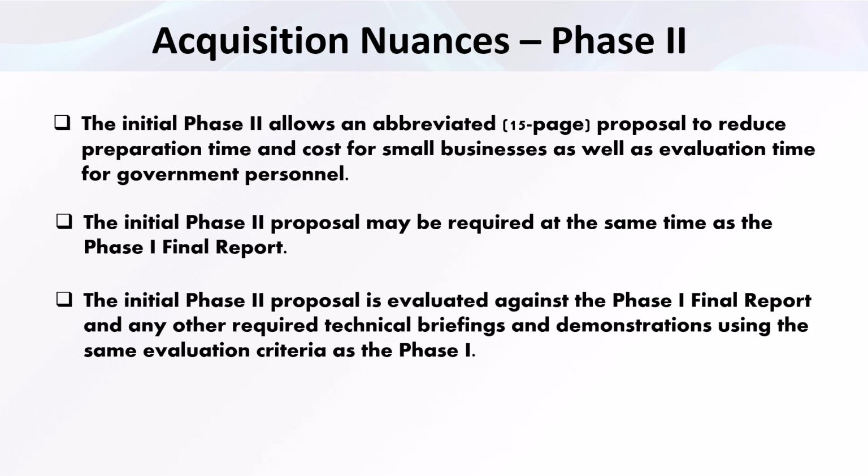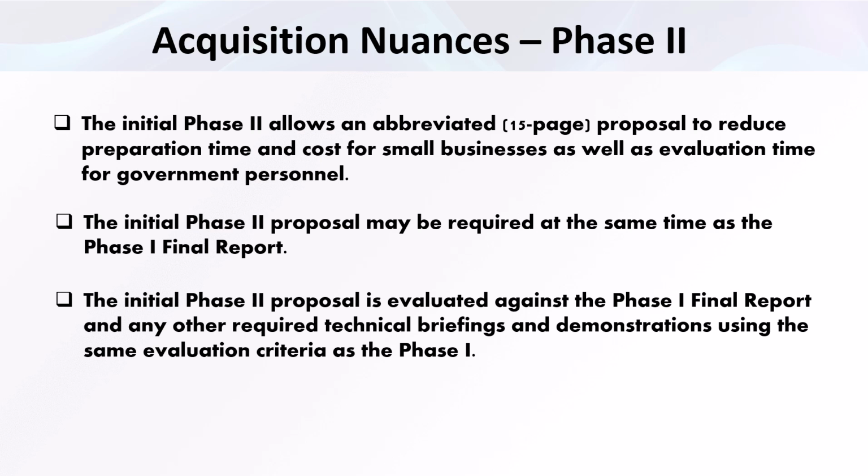In Phase 2, the agency obtains an abbreviated proposal to reduce preparation time and cost for small businesses, as well as evaluation time for government personnel. The agency may require the initial Phase 2 proposal to be submitted along with the Phase 1 final report, which will be used to evaluate the Phase 2 proposal along with any other required technical briefings. When evaluating whom to select for Phase 2 awards, the agency will use the same criteria used in Phase 1 evaluations. Once a Phase 2 is awarded competitively, if needed, another Phase 2 can be awarded to continue the development started in the initial award.